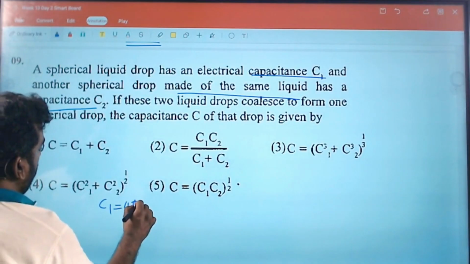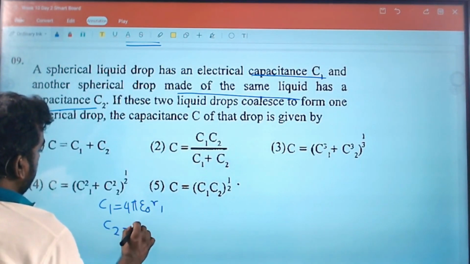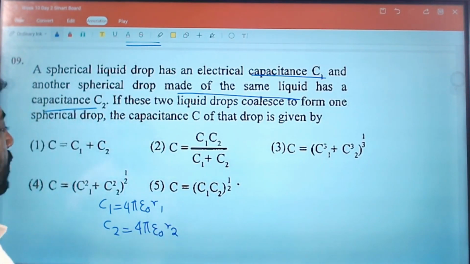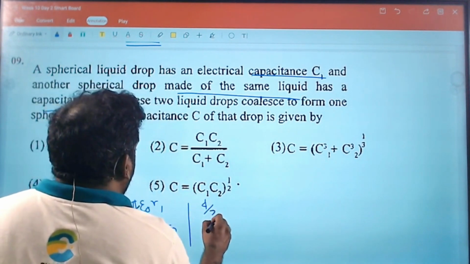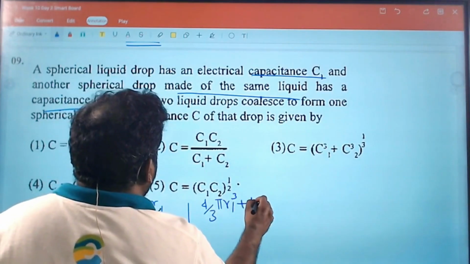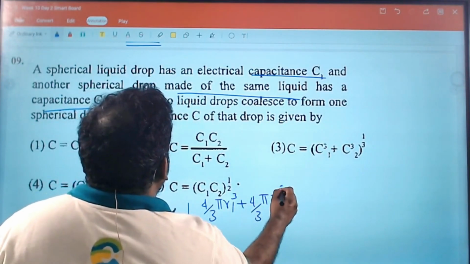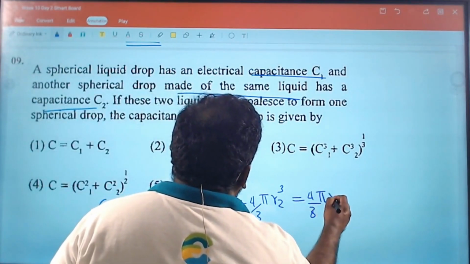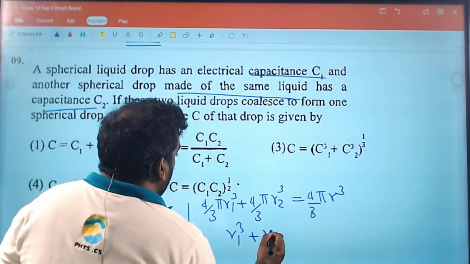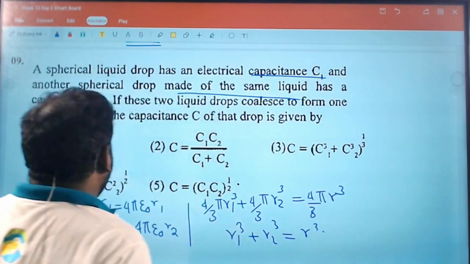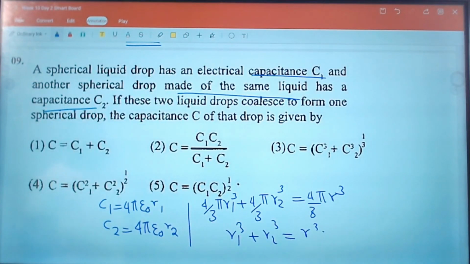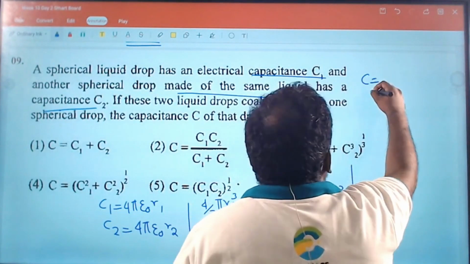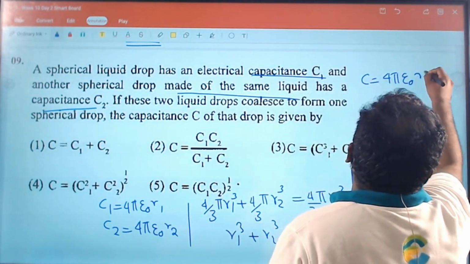C1 is equal to 4 pi epsilon naught R1. C2 is equal to 4 pi epsilon naught R2. Careful. Spherical droplets joining means 4 over 3 pi R1 cube plus 4 over 3 pi R2 cube is equal to 4 over 3 pi R cube. So R1 cube plus R2 cube equals R cube. Then they are asking the capacitance when they coalesce. C equals 4 pi epsilon naught R.